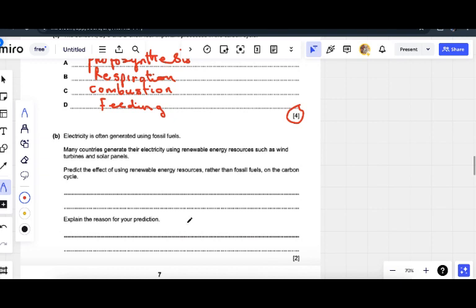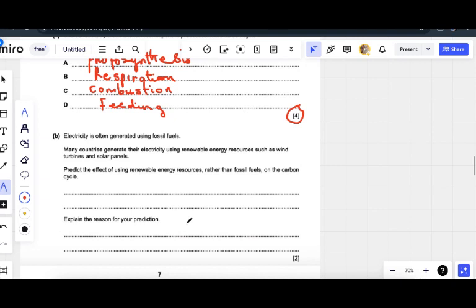The A is chemistry or biology. The B is coming from physics. Electricity is often generated using fossil fuel. Many countries generate their electricity using renewable energy resources such as wind turbines and solar panels. Predict the effect of using renewable energy resources rather than fossil fuel on the carbon cycle.